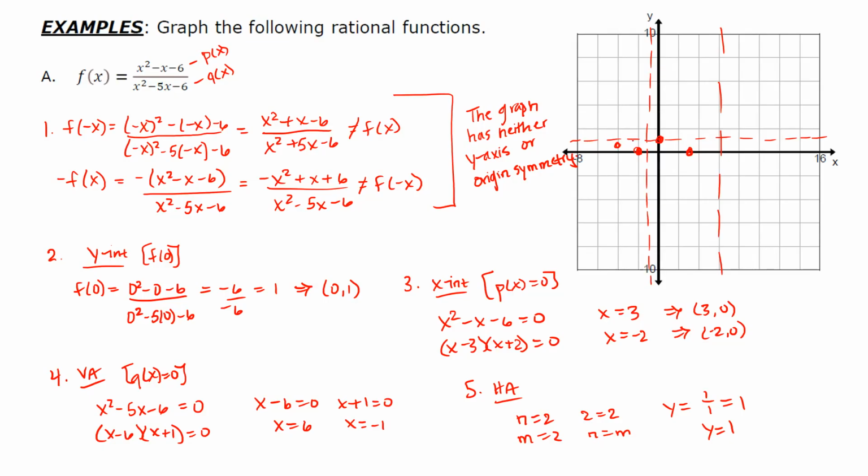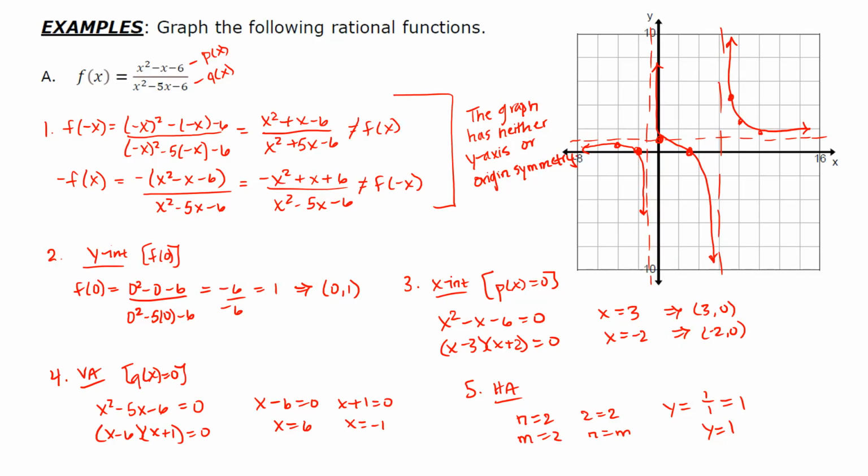So there's one here, and then we have one here, one here, and one here. Okay. And then we can sketch our graph. Remember, we're not crossing the asymptotes. We're approaching. Now our graph does cross the horizontal, which we know is possible, but it does not cross the verticals.